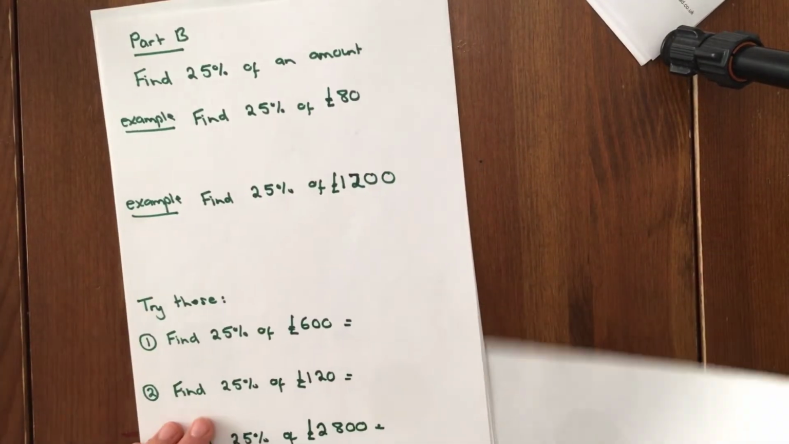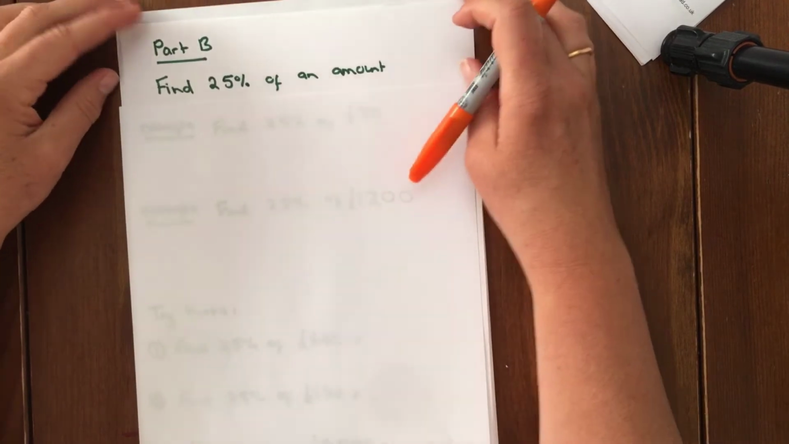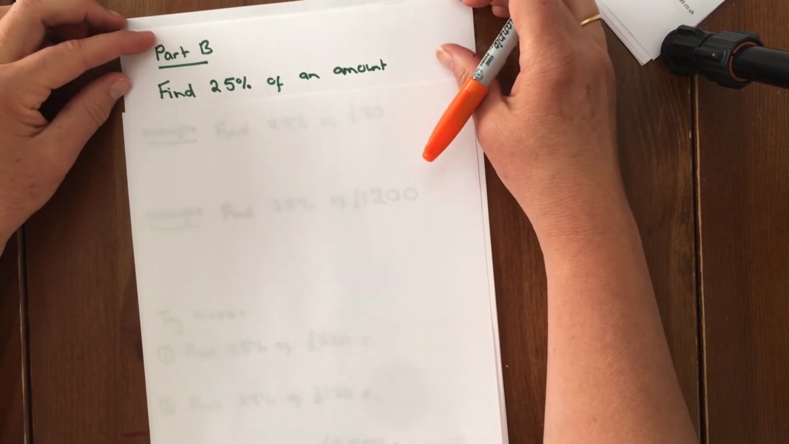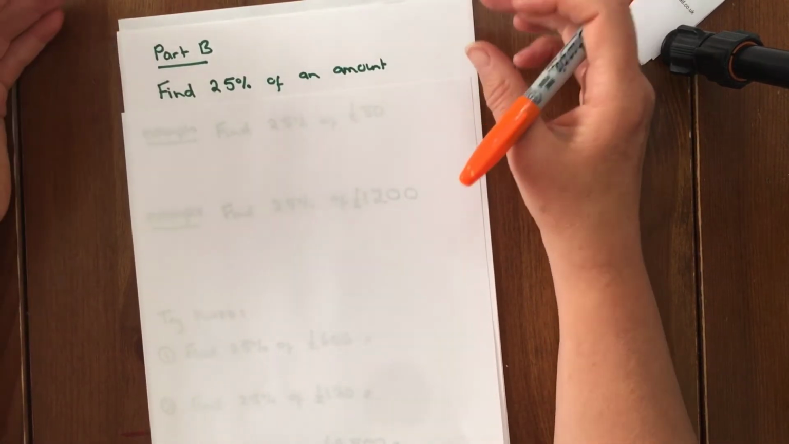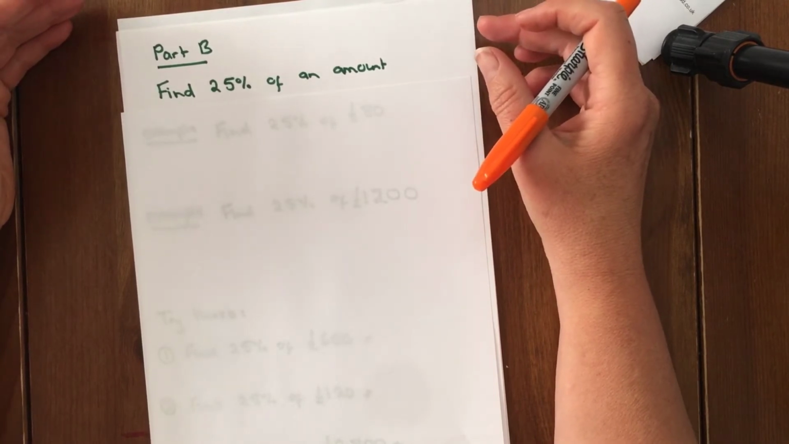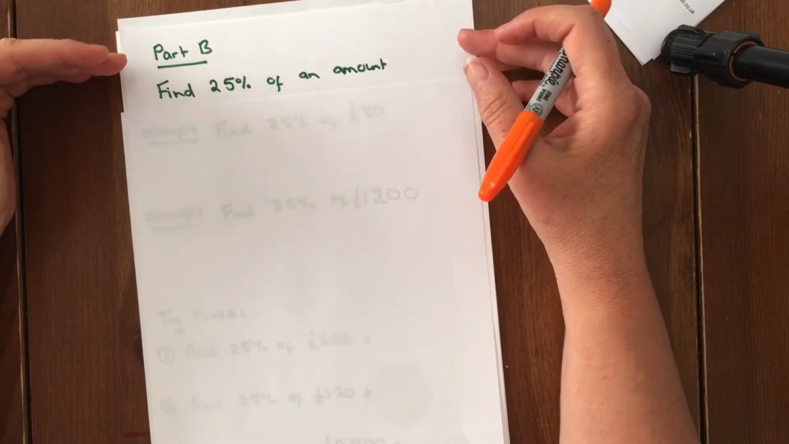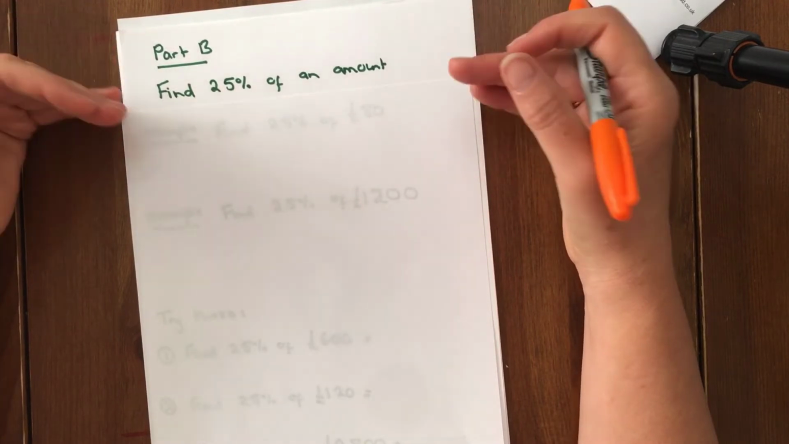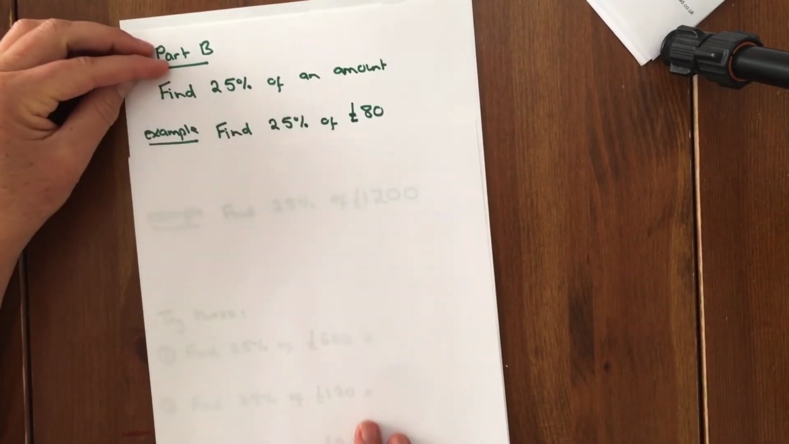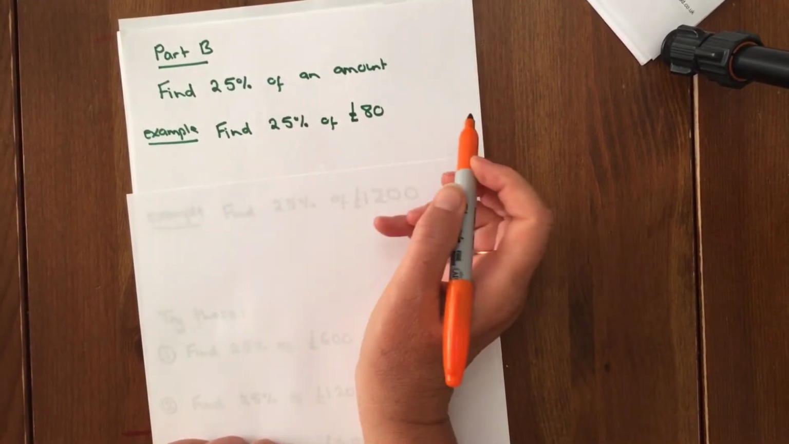Right, part B, to find 25% of an amount. So write this in your books. Now, 25% is just a quarter, isn't it? A quarter of the amount. How do we find a quarter of an amount? Well, we can find 50% and then half it. So how would we find a quarter or 25% of 80?